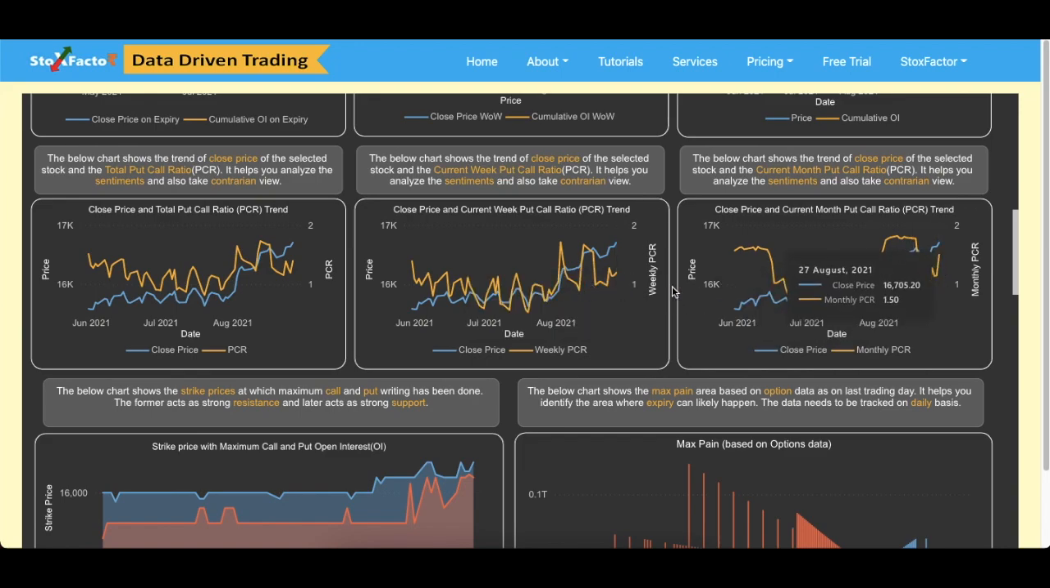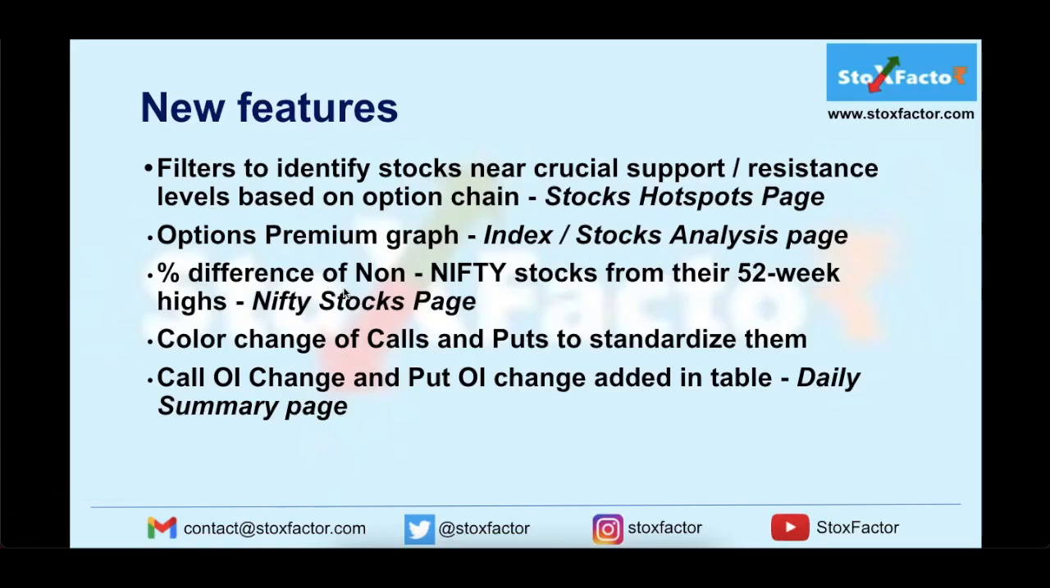So in this way, these graphs will help you to identify if there is a sync or not. If all the three graphs are in sync, it means it is a very bullish trend and all the expiries are seeing the same picture. So in this way, these three graphs combined will give you a clearer picture about the near and the long term trend.